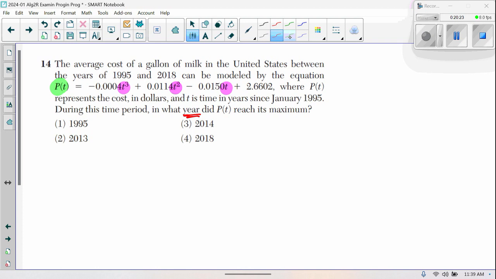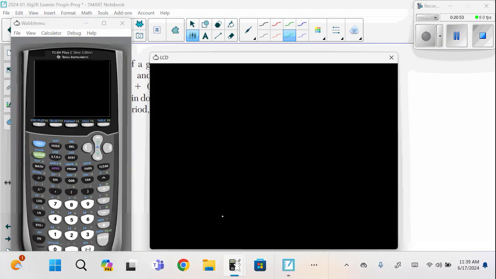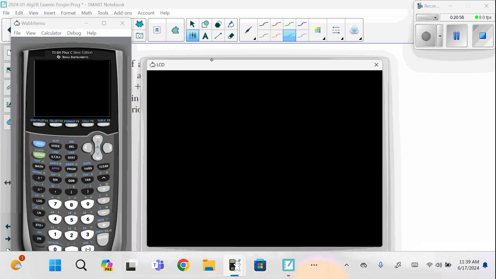Maximum. That right there should tell you, okay, when did the P reach its maximum? So I got to find the biggest Y value, because remember, P is Y. And then I want to know, well, what X value does that occur? So I'm going to find the maximum. It's going to give me a coordinate. I want the X value in that coordinate, because X is T and Y is P, or P of T, however you want to say that. So I've done enough talking. Let's get to the calculator, and let's type this in.